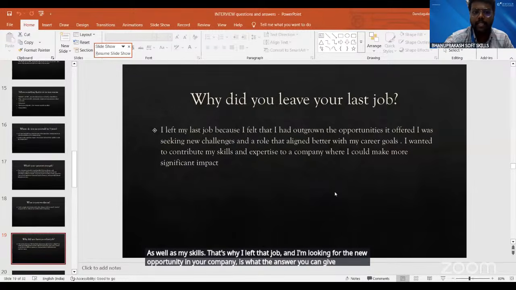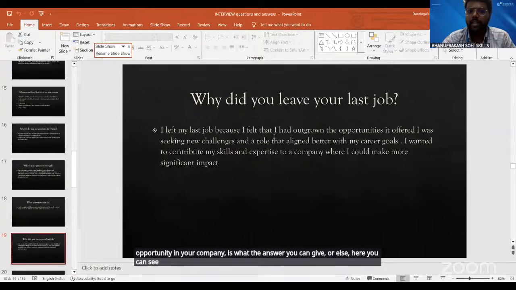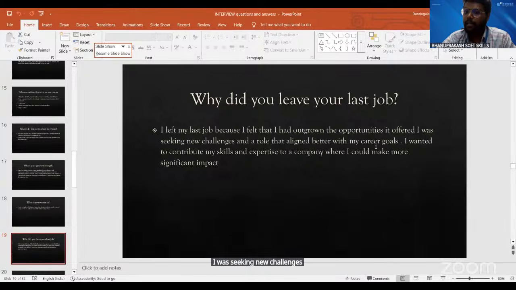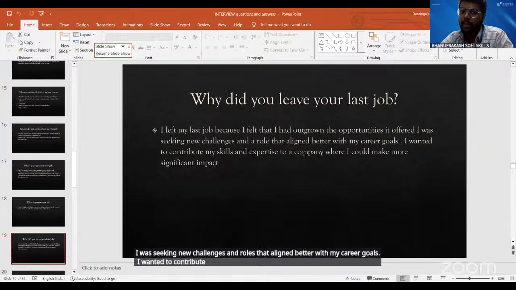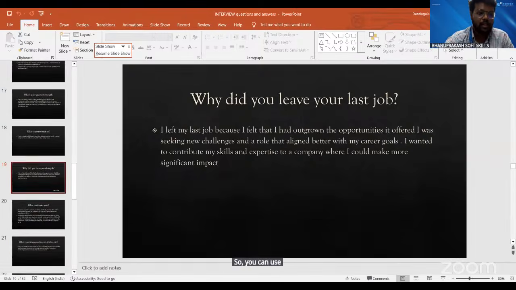Or else you can say, I left my last job because I felt that I had outgrown the opportunities it offered. I was seeking new challenges and a role that aligned better with my career goals. I wanted to contribute my skills and expertise to a company where I could make a more significant impact. So you can use any such answer.